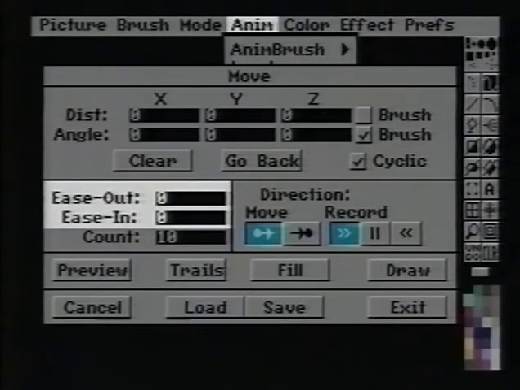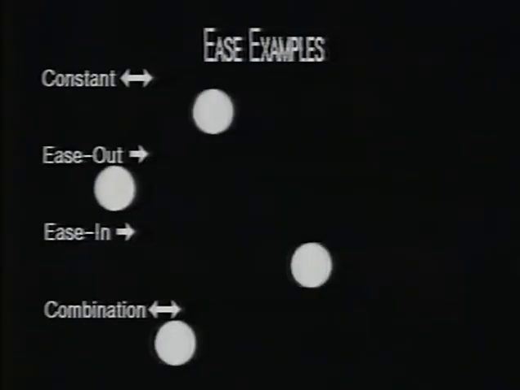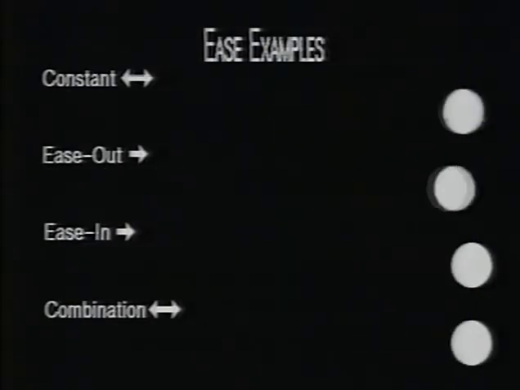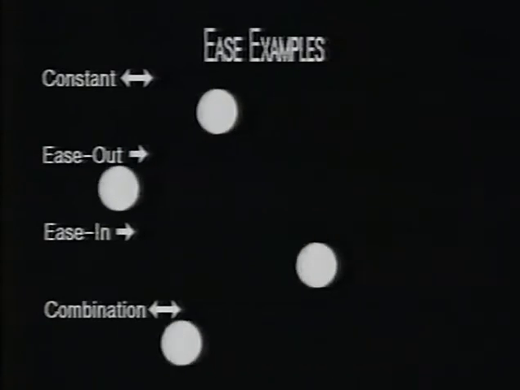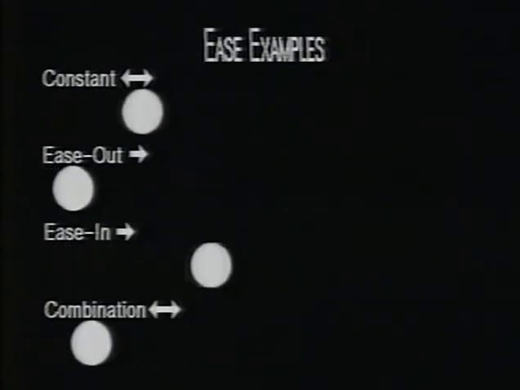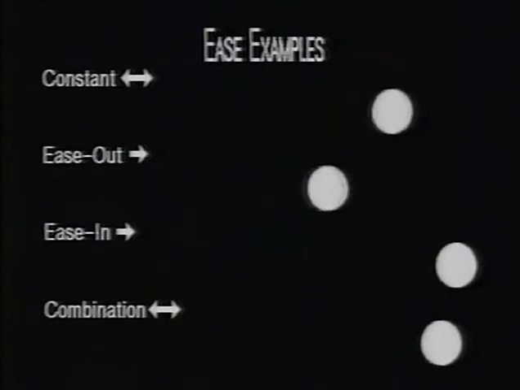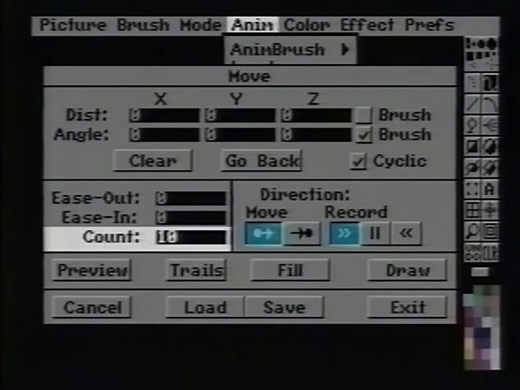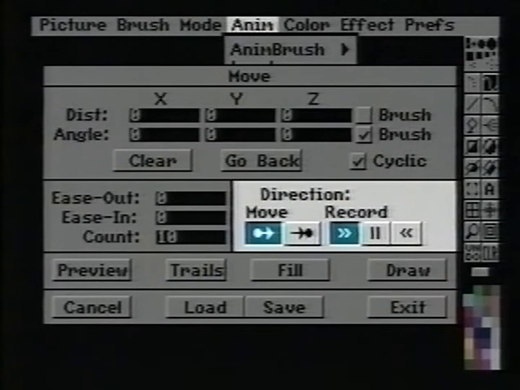The Ease Out and Ease In edit boxes let you specify a number of frames over which the brush can accelerate or decelerate in your animation. The primary advantage of these features is that you can make the brush movement smooth at its beginning and ending points. Count sets the number of times the brush is painted to complete the total movement and rotation as specified by the distance and angle edit boxes. The direction options control the direction of the move and the direction of the recording.